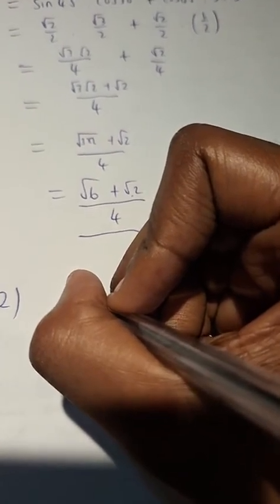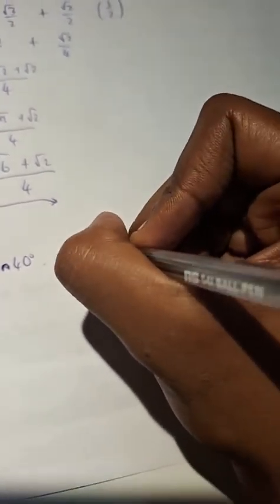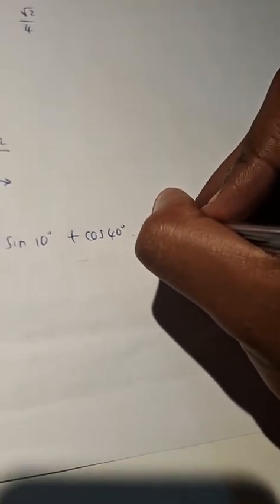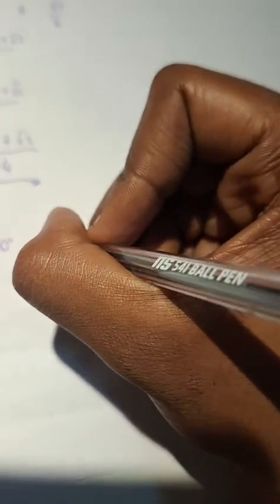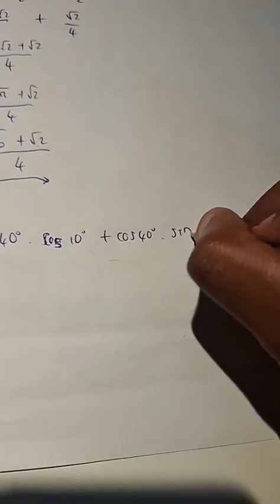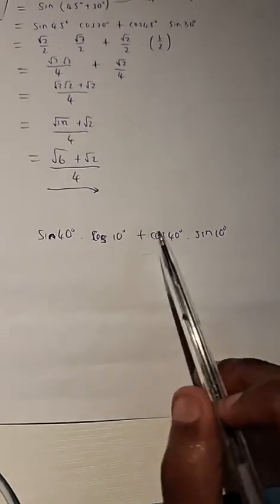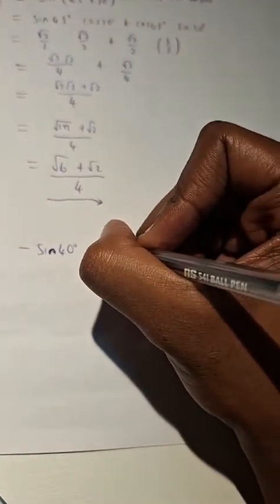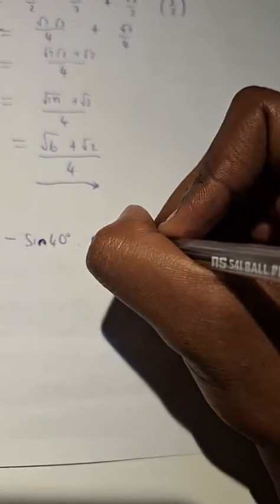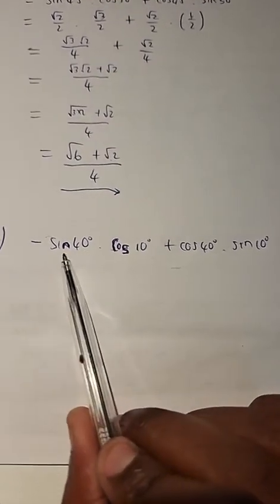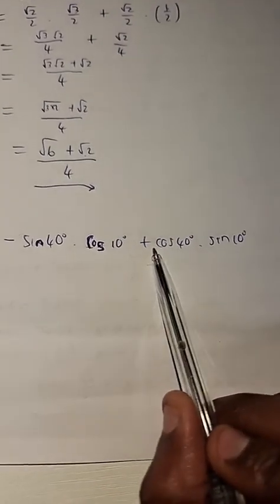Let's do this one last one. Okay, I just want to look at this problem quickly, guys, before I leave, because this is around the time where I have to leave, otherwise I might find myself being late for work. So negative sine 40 times cos 10 plus cos 40 times sine 10.